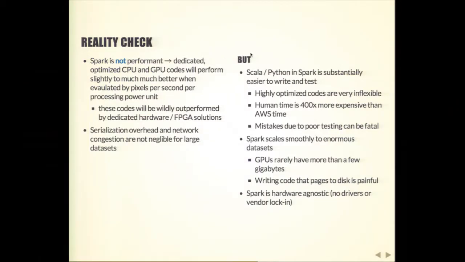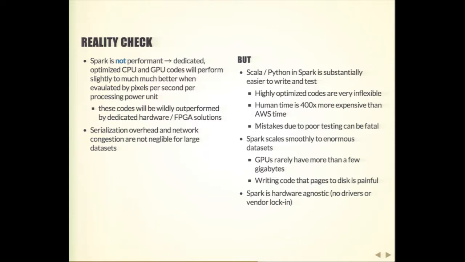But to end on a good note, Scala, Python, and Spark are substantially easier to write and test than any of these CPU or GPU codes. Human time, at least in Switzerland, is 400 times more expensive than AWS time. That's a very important factor: every extra minute you spend debugging GPU code, you could have had 6 hours on Amazon's cloud.